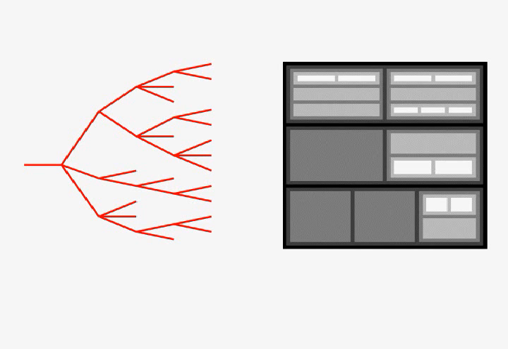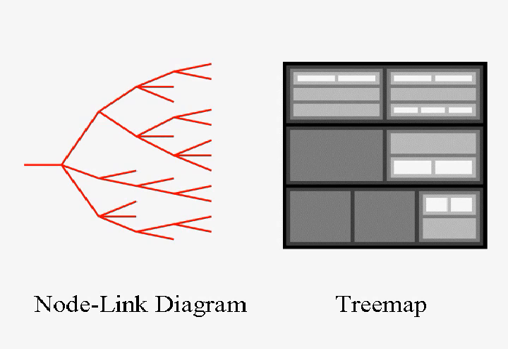Two common representations for trees are node link diagrams and tree maps. Node link diagrams are more familiar to users and are appropriate for showing the shape and structure of a tree. Tree maps are more space efficient and are good at giving an overview of very large trees.